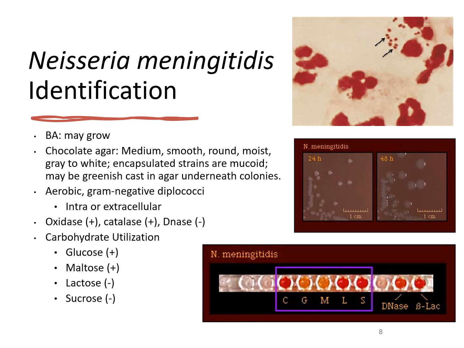And so when it grows on chocolate agar, it will be medium to smooth round colonies that are moist, gray to white. And you can have some encapsulated strands, so they may have a mucoid type look to them. And it can give a greenish cast to the agar underneath those colonies. And you can see that a little bit here in this image where it kind of has a tinge to it in that 48-hour growth.